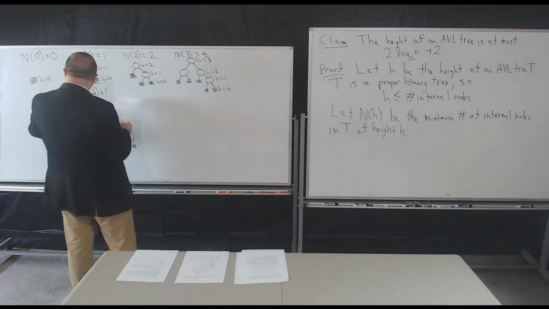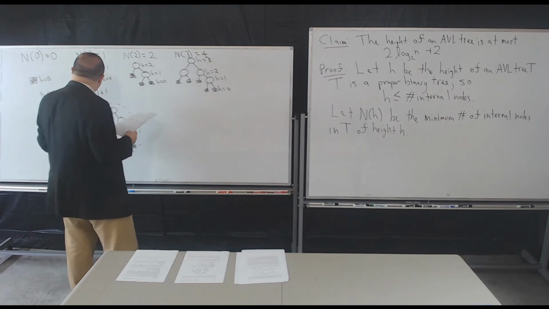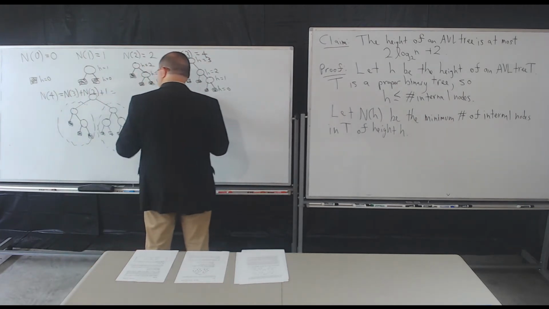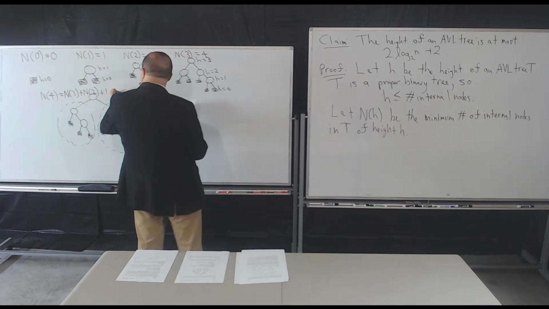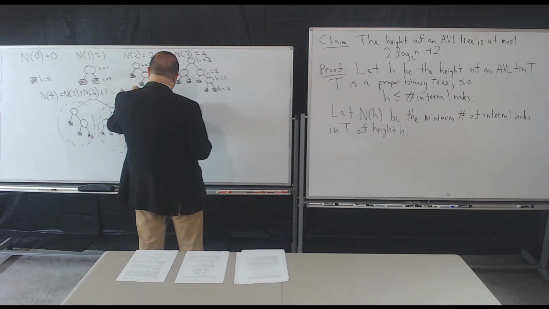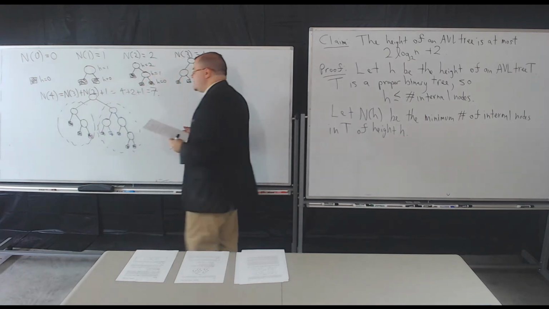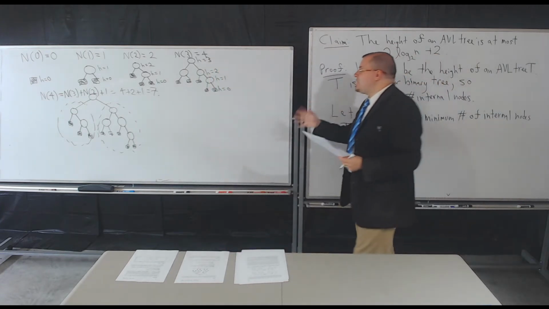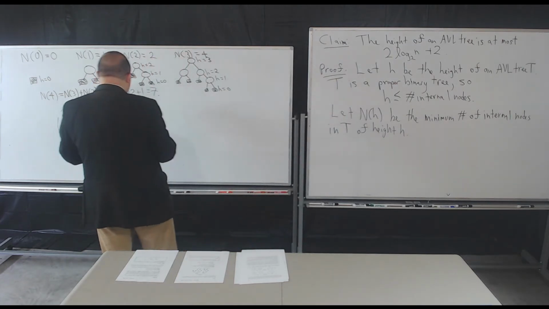So in particular, I'll write this in a little bit of a different way. I'll say n of 3 plus n of 2 plus 1. Which is what? That is, n of 2 is 2, n of 3 is 4, so this would be 4 plus 2 plus 1, which is equal to 7, right? Does everybody see the pattern yet? So if I gave you a general formula for n of h, what would it look like?